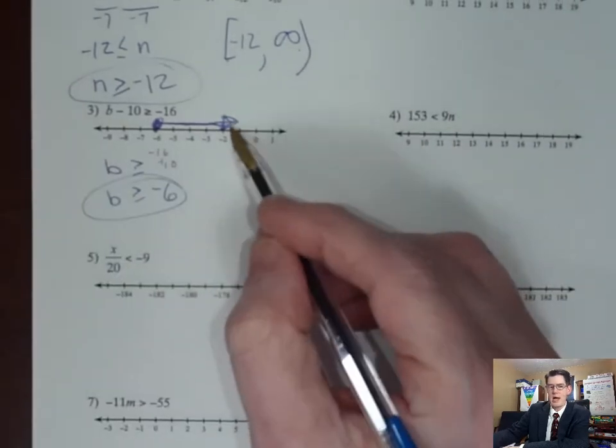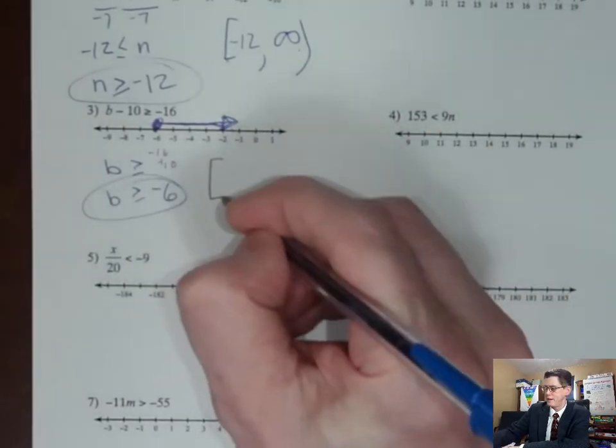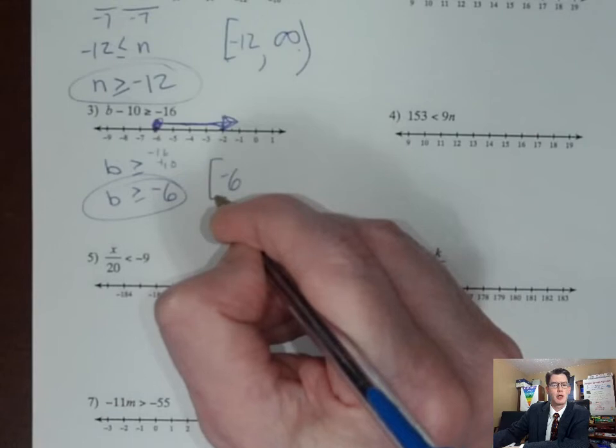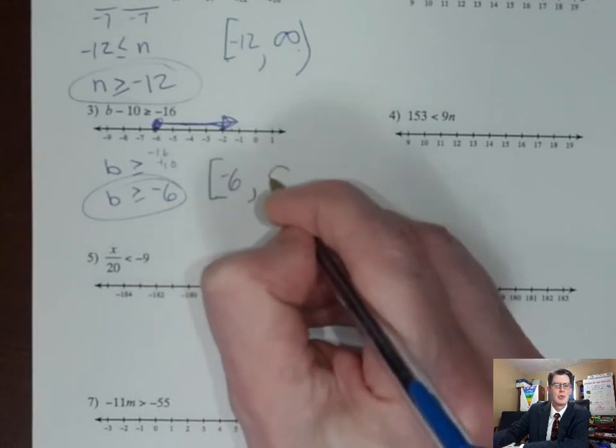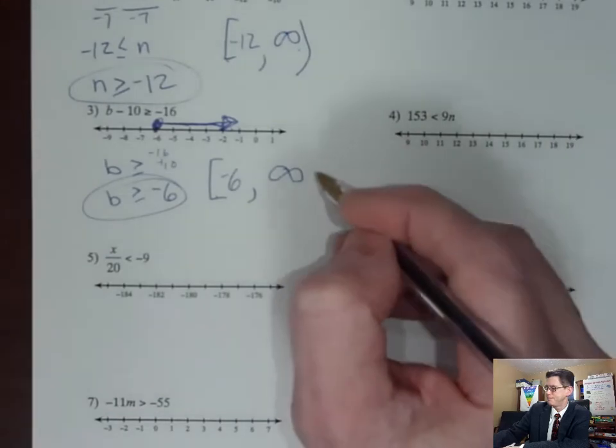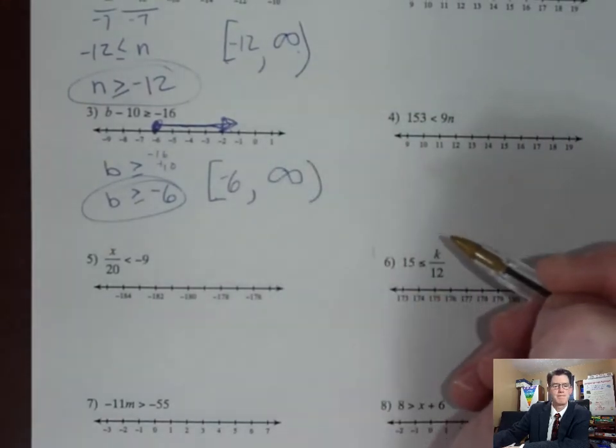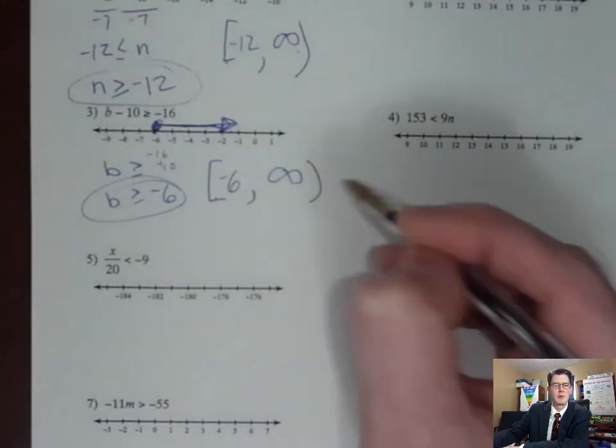Answer part 1, answer part 2, and then I've got the negative 6 is included, closed circle, so it's a bracket, and everything all the way up to positive infinity that we never reach. So the parentheses is when we never reach a number.